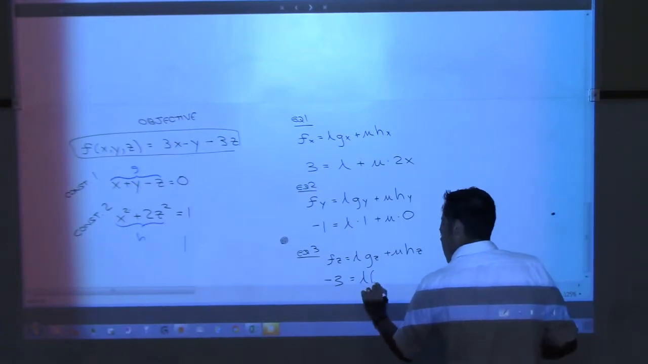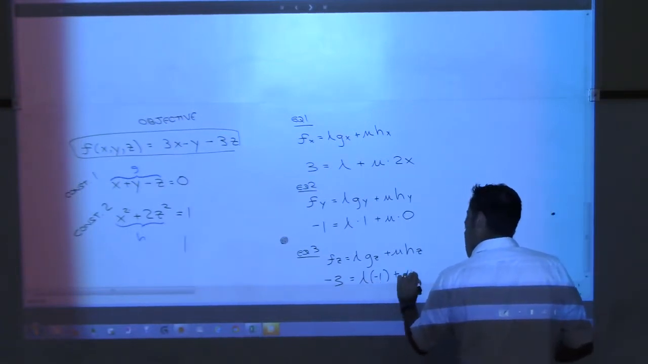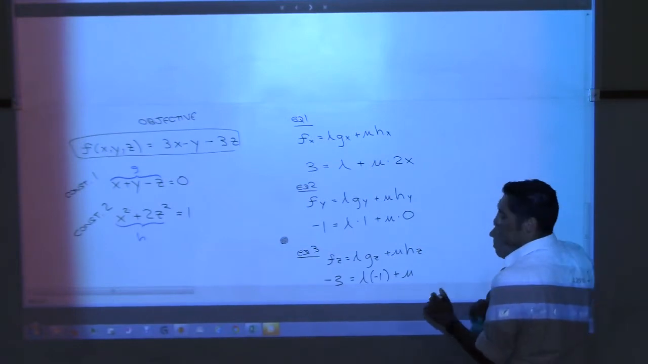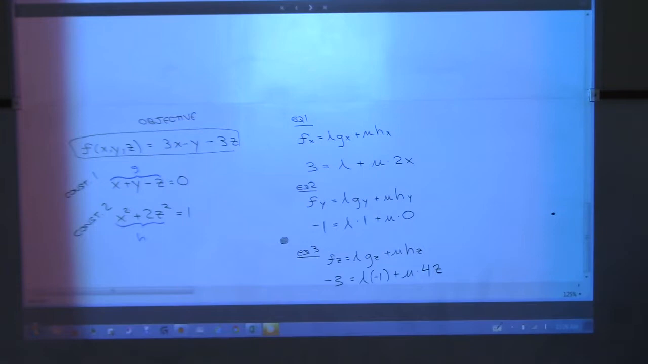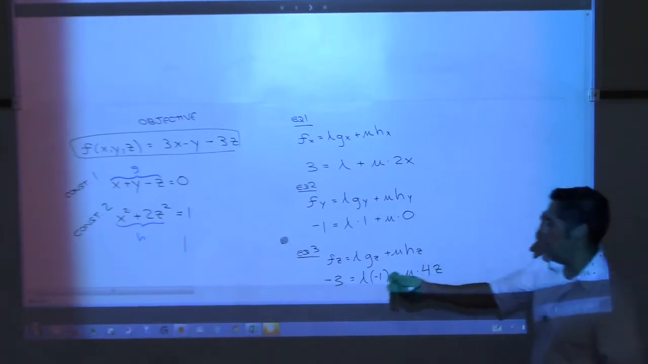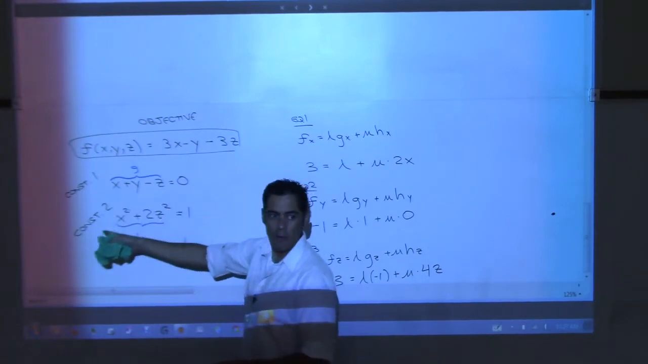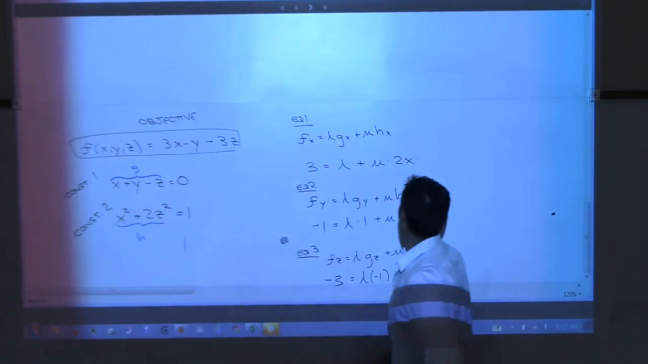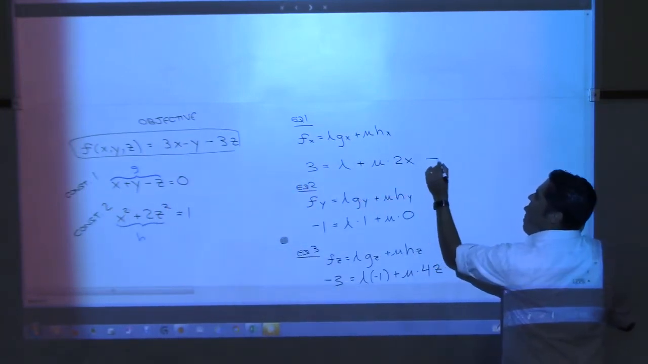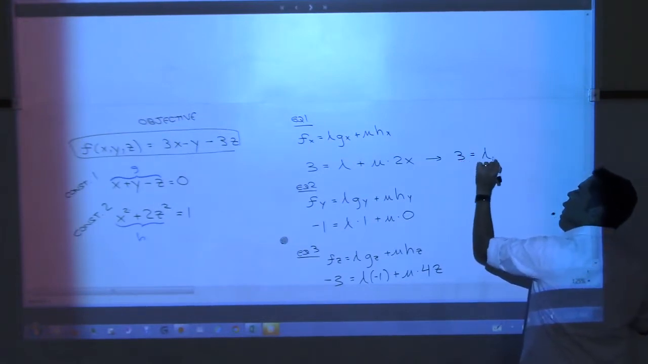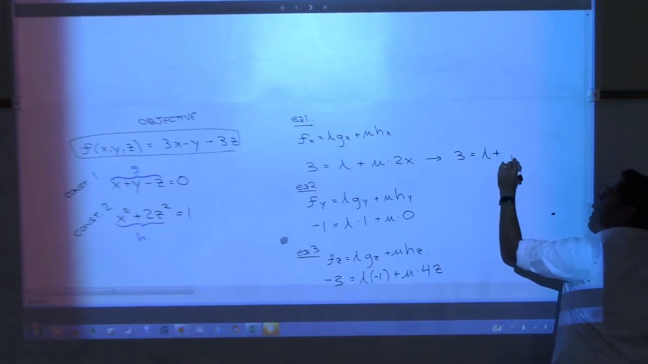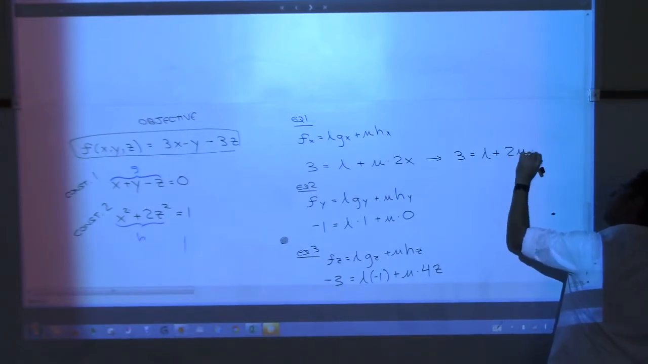-1. So -1 and then plus mu partial of h with respect to z for z. All right, there we go. Let's clean these equations up. We still have the constraint equations, right? Those are here. Equations 4 and 5. I'm just going to leave them right there. All right, let's try and clean this one up. This one is 3 equals lambda plus, I like my constants out front, 2 mu x.